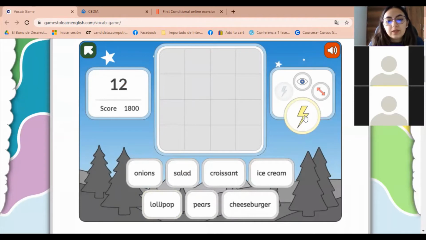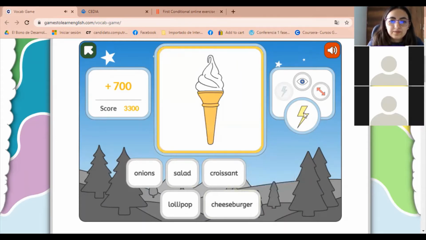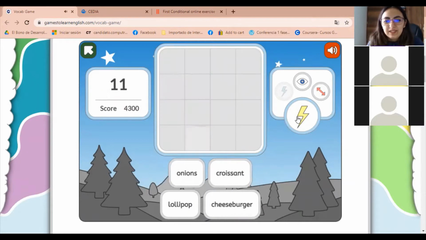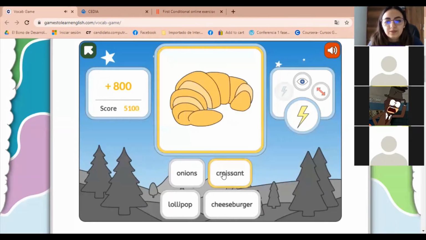Let's see the next one. Pears. Yes, good. Let's see the next. Ice cream, good. What about this? Salad. Excellent. Let's see this one. Croissant, good.